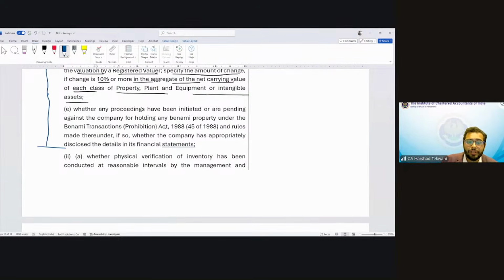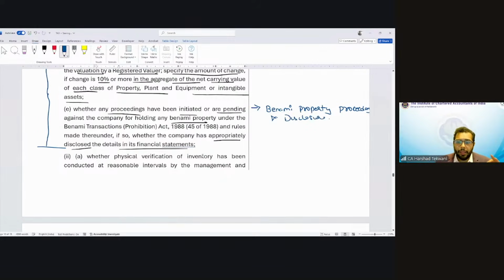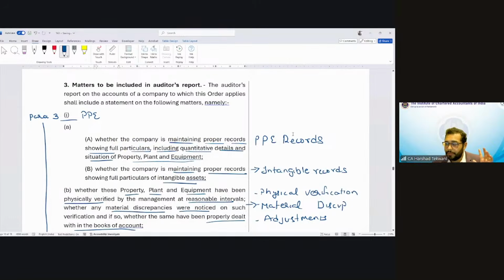The last part of para 3.1 talks about proceedings under the Benami property. If there are proceedings held under the Benami property, we need to provide the details of those proceedings. If any proceeding has been initiated or is pending under the Benami Transactions Prohibition Act for the Benami property, then you need to disclose the same, and specify whether that has been appropriately disclosed in the financial statements or not. So: Benami property, proceedings, and disclosure. These are the points in the first part.